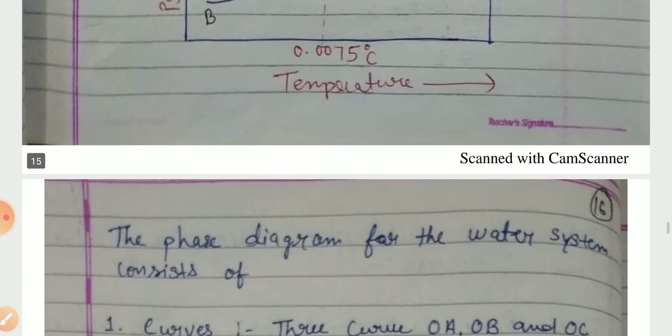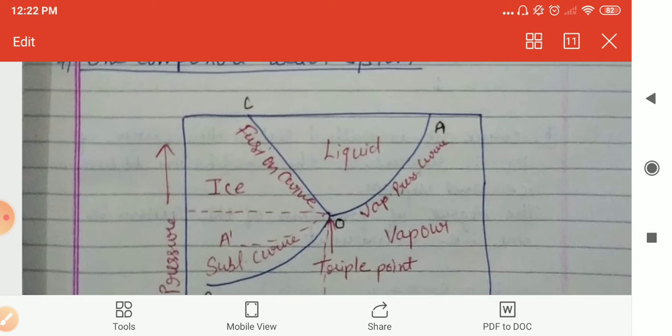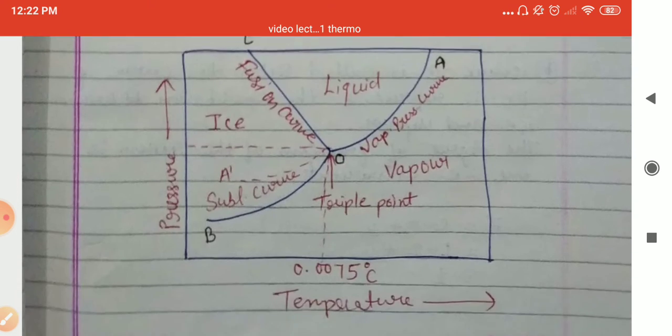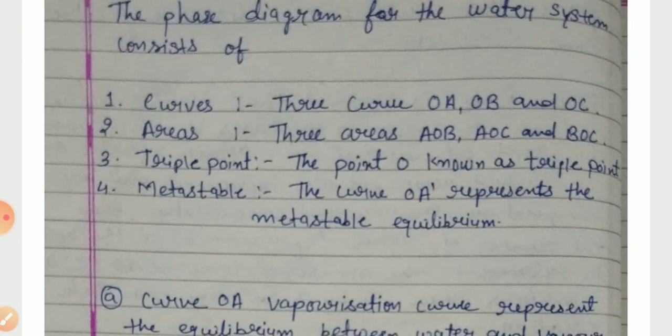Next are the areas. You can see the areas for the ice, the liquid, and the vapor in this diagram. The third one is the triple point. The triple point is denoted by O, where all three phases coexist. The last one is the metastable condition. For the metastable condition, the curve OA dash represents it. This is a supercooled condition of water, but it is not a very stable condition.